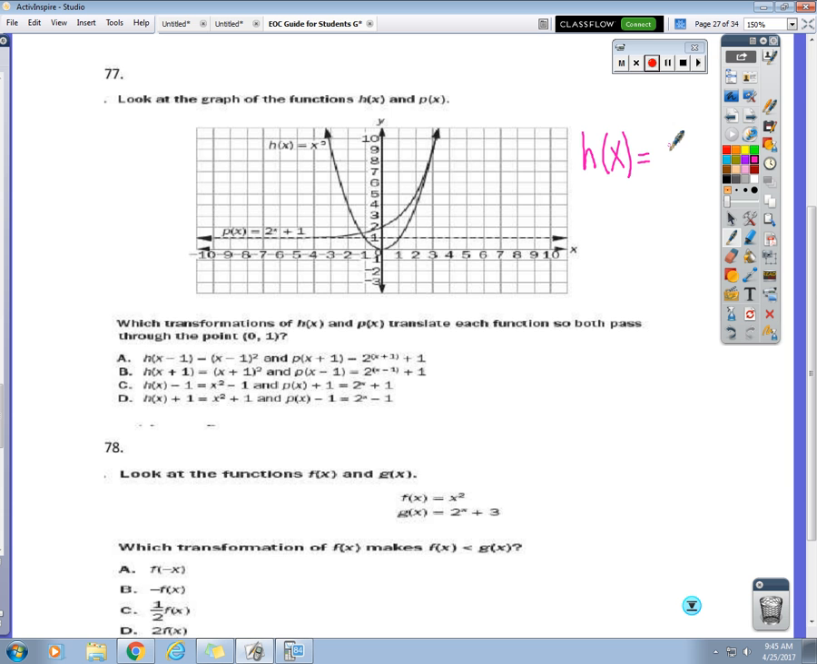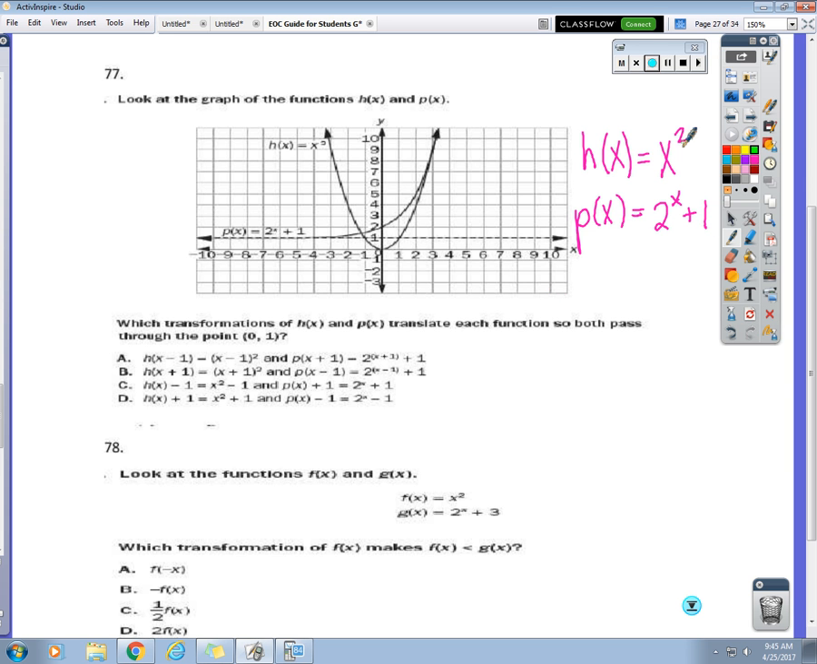No. A parabola. Okay? H of x equals x squared, and it's a parabola. P of x is what kind of function? Exponential, and it's an exponential growth. The reason we know it's exponential is because x is the exponent. They want to know which transformations you would have to do to translate each function so that they would both pass through the point 0, 1.